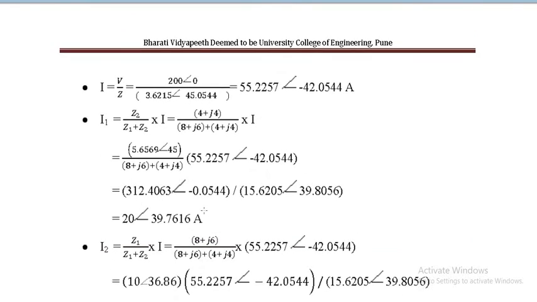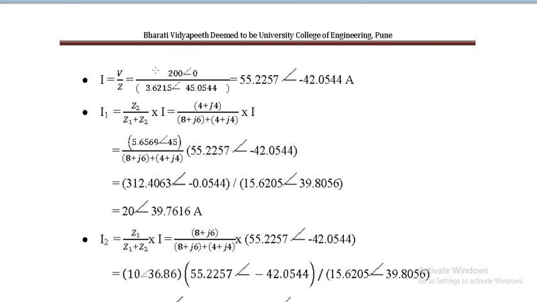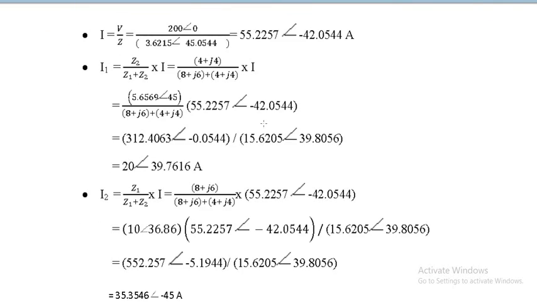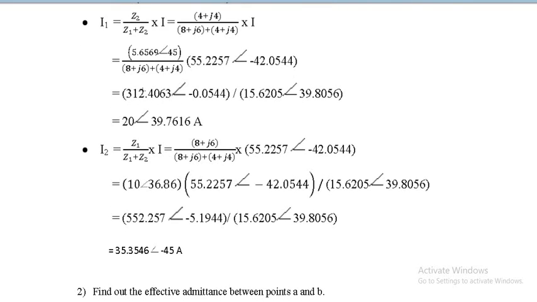Then I can find I as V by Z. V is given as 200 angle 0, and Z I have just found. So I is 55.2257 at an angle 42.0544. I1 can be found simply as V by Z1, instead of calculating like this, or you can calculate it like this also. Because these two are connected in parallel, the voltage is the same. So the current flowing through Z1 will be V by Z1, and the current flowing through Z2 will be V by Z2, right? You can do it that way. The answer will of course be the same as whatever I have shown over here.